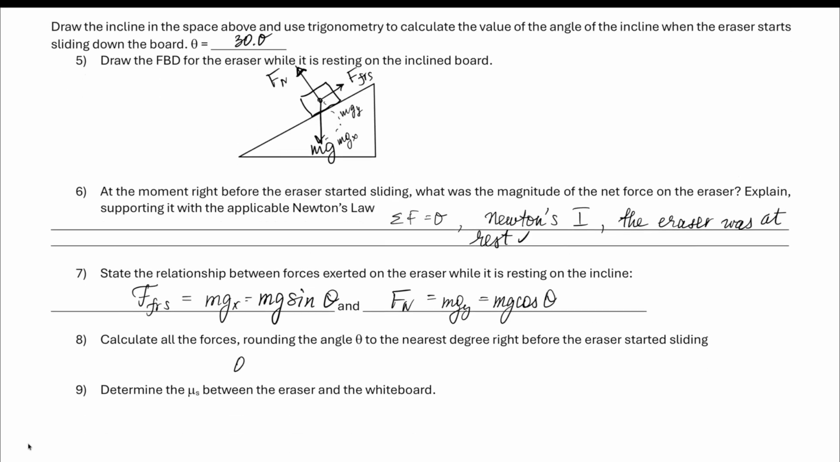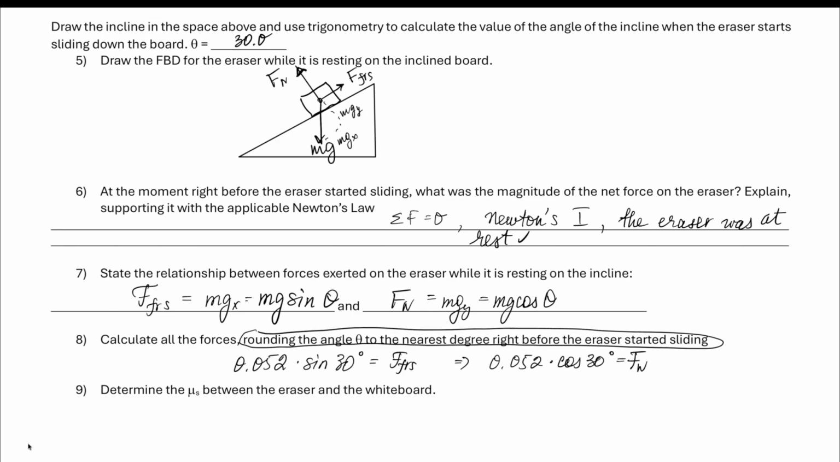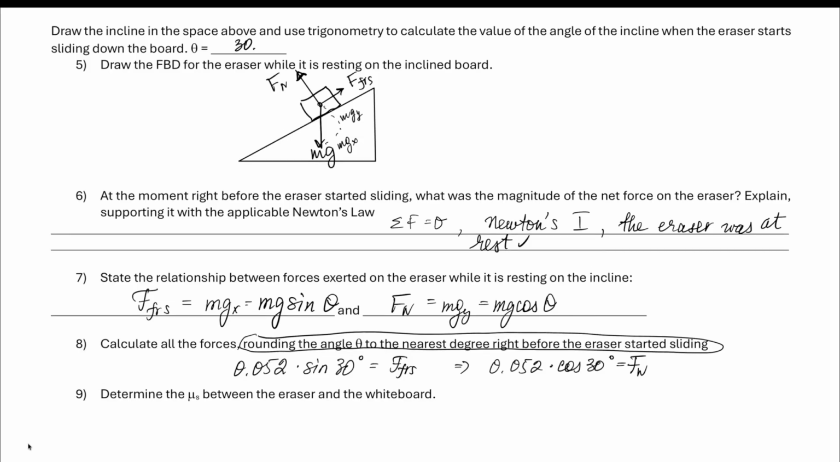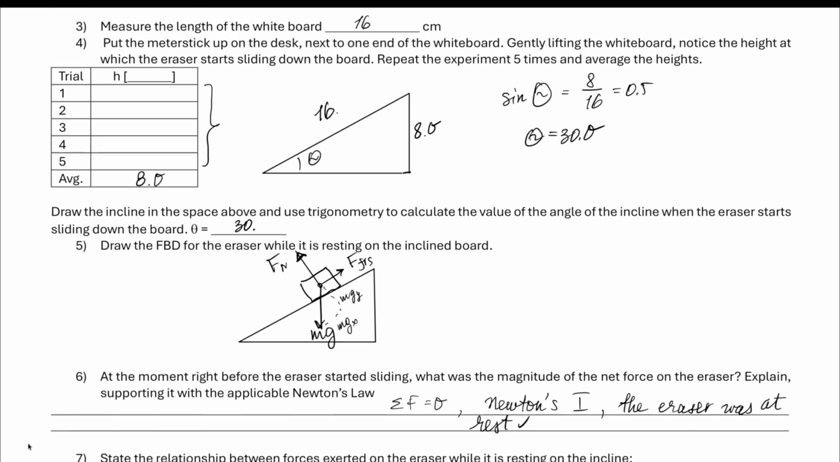Then calculate the forces. So for me, it's going to be 0.052 sine of 30 degrees. That will be the force of friction static. And then 0.052 times cosine of 30 degrees would be force normal. Now, I asked you to round it to the nearest degree right before the eraser started sliding, because I'm just making up examples. Let's say that this, when I calculated it, was maybe like 6.1, then that would be probably 13.3 or something like that. Again, I'm just making up my numbers. That would give me the exact 30 degrees.